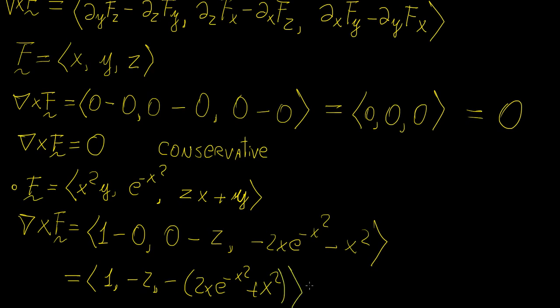And then if we take the minus out, we can rewrite this as minus 1, z, and then 2x e to the power of minus x squared plus x squared. And that should be it. So this is going to be the curl of that vector field, and you notice once again that this is actually a vector field in itself.